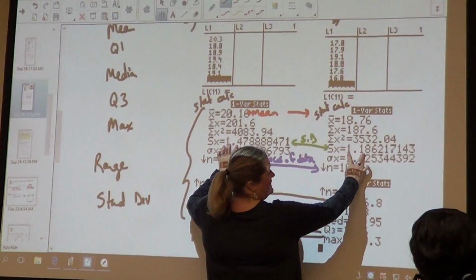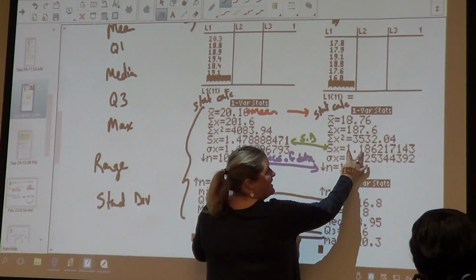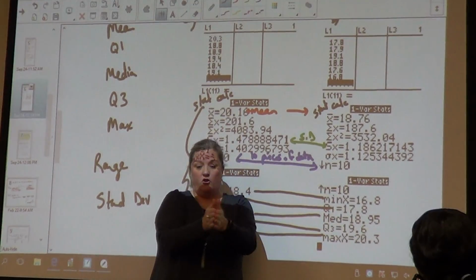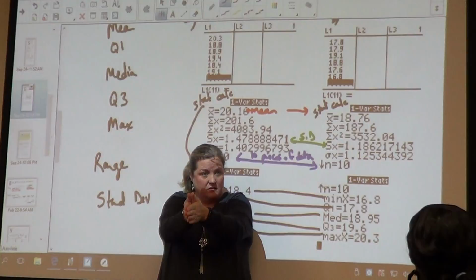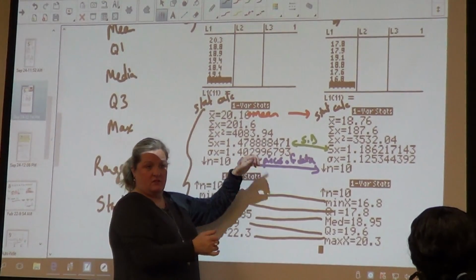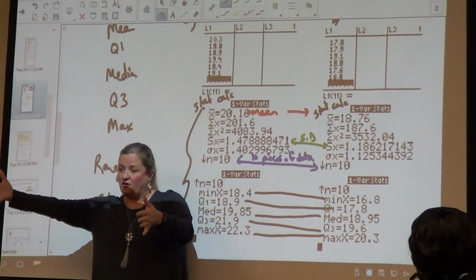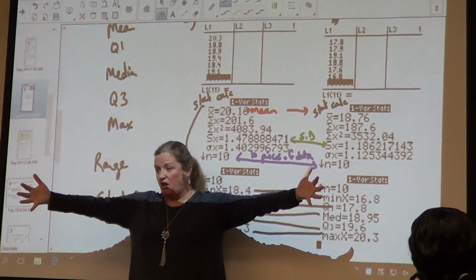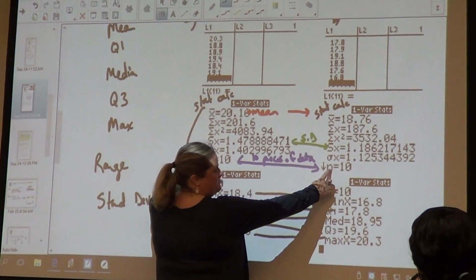So this is telling me that it has a lower standard deviation, which means all the girls are all the same skinniness. Here, there's a wider standard deviation, so that means you have some that are skinny and some that are chunkier, and they're like all over the place. We both have 10 pieces of data.